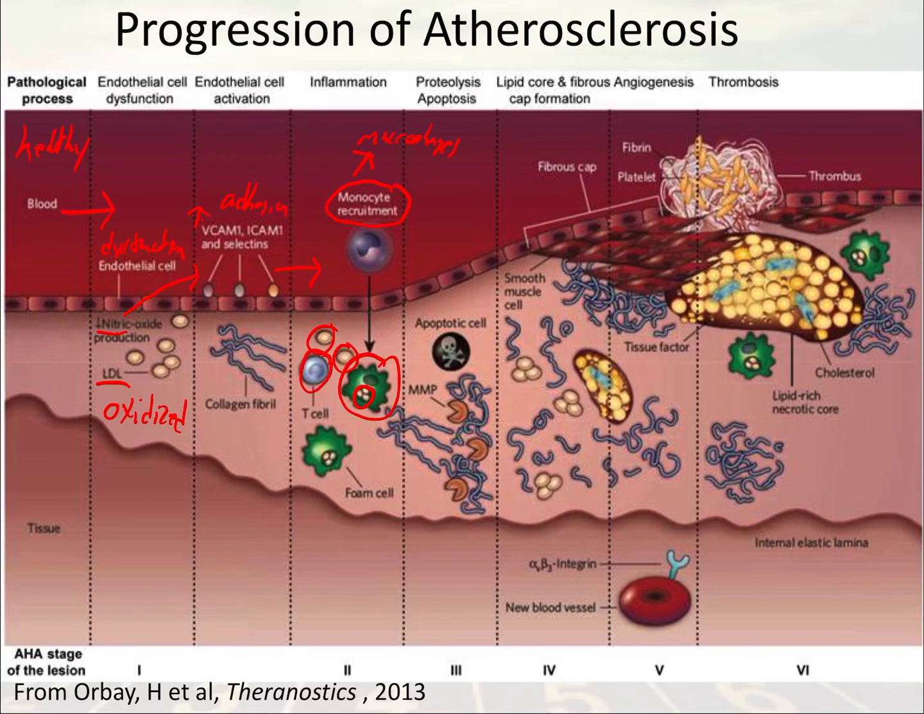T cells also come in. When they engulf enough of that oxidized LDL, they die and turn into a foam cell. This big cell is just full of fat. We're going to see growth factors being released here too. Those growth factors are causing the neighboring cells to release collagen.